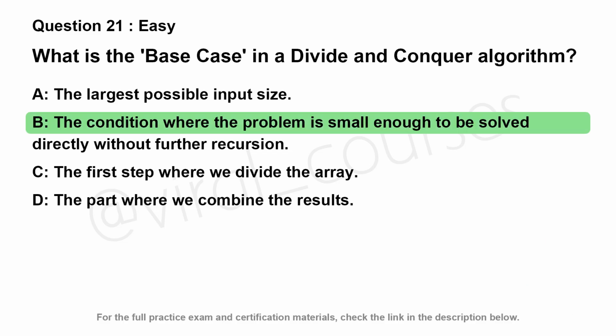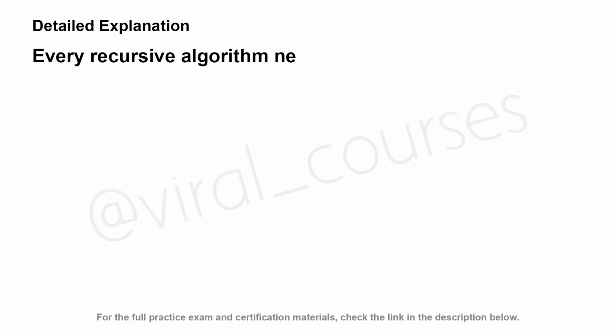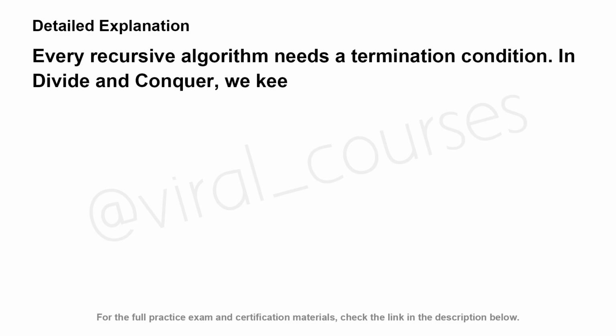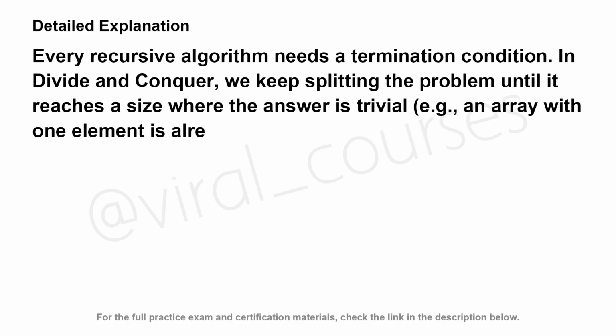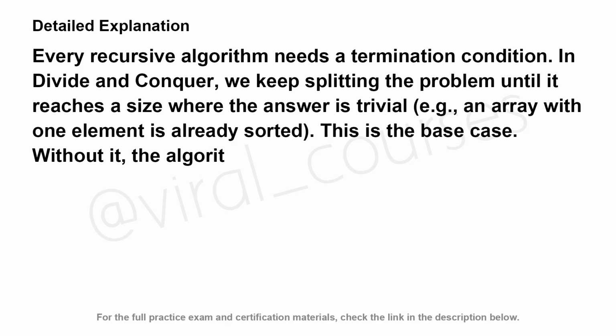The correct answer is B. Every recursive algorithm needs a termination condition. In divide and conquer, we keep splitting the problem until it reaches a size where the answer is trivial, e.g., an array with one element is already sorted. This is the base case. Without it, the algorithm would recurse infinitely.